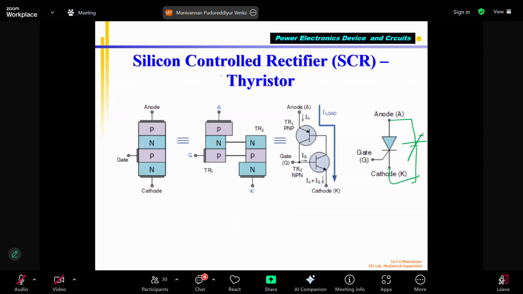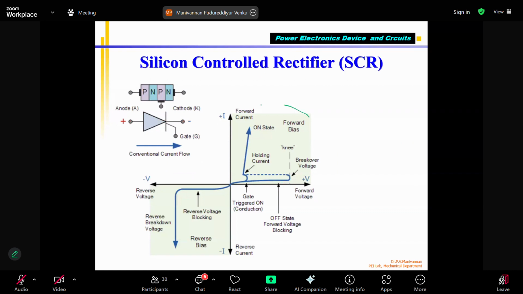Otherwise, that's why it's called a controlled rectifier. How it can be used as a rectifier, we can see next. So this is called the forward bias region.